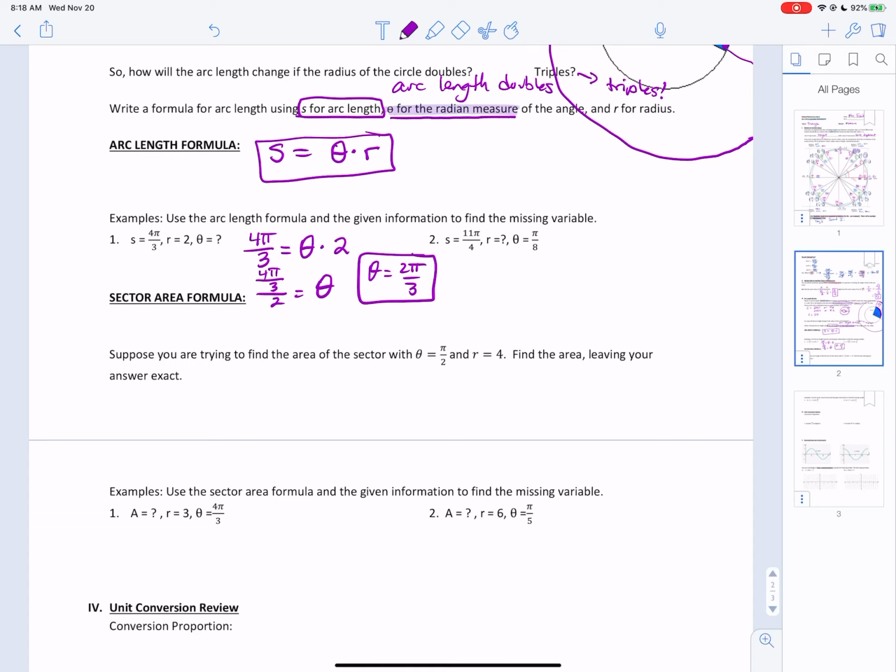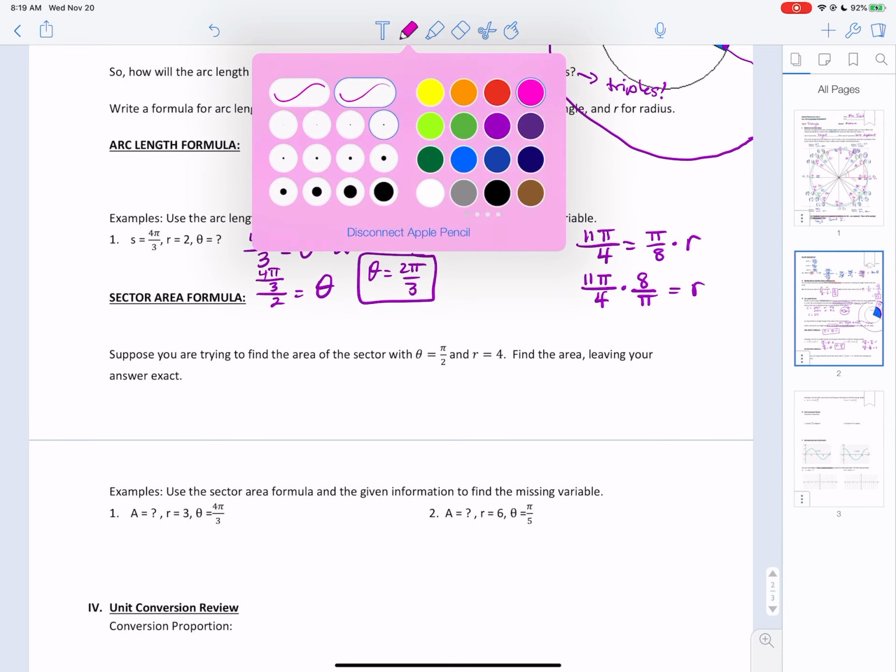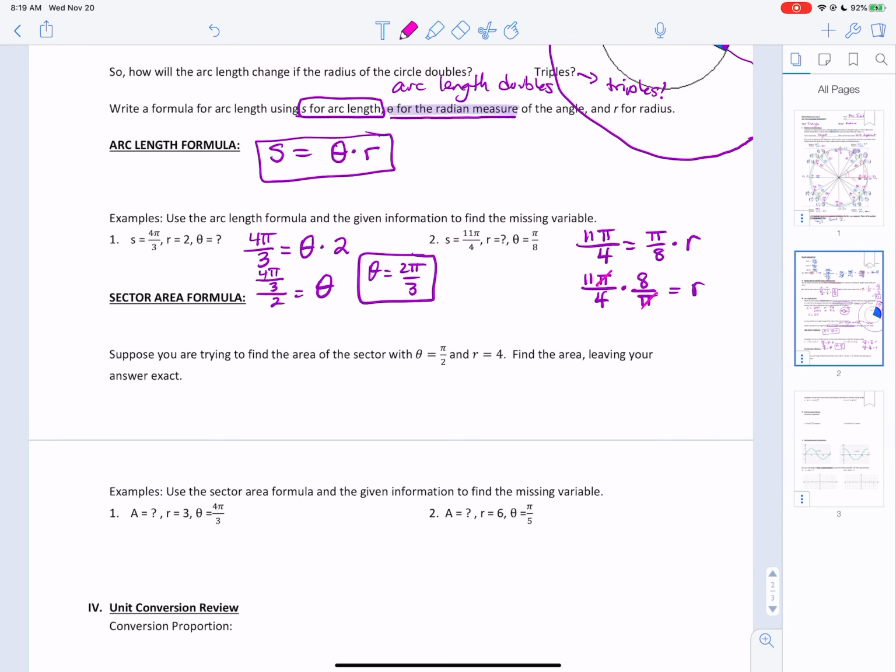In number 2, it says S equals theta times R. So we are going to have 11 pi over 4 equals theta times R. So we're going to divide both sides by pi over 8. So when we divide, we keep, change, flip. So I'm going to do 11 pi over 4, and I'm going to multiply by the reciprocal of pi over 8. And that's going to equal the R. The pi's cancel out. And you can reduce these two to a 2. So we get 22 equals the R.